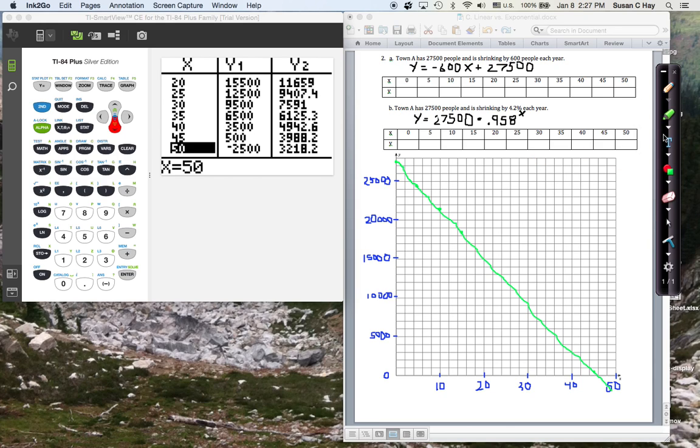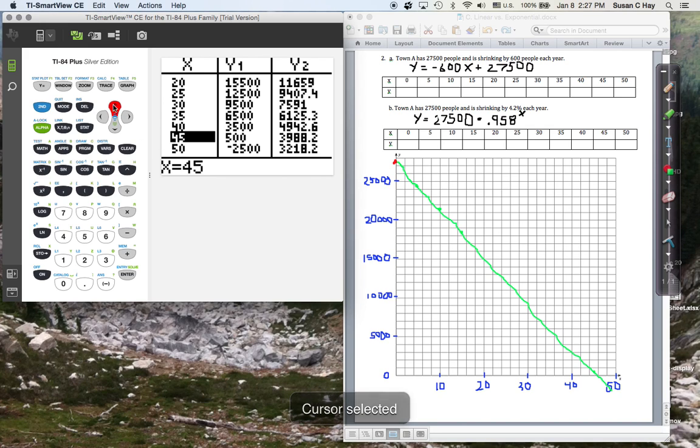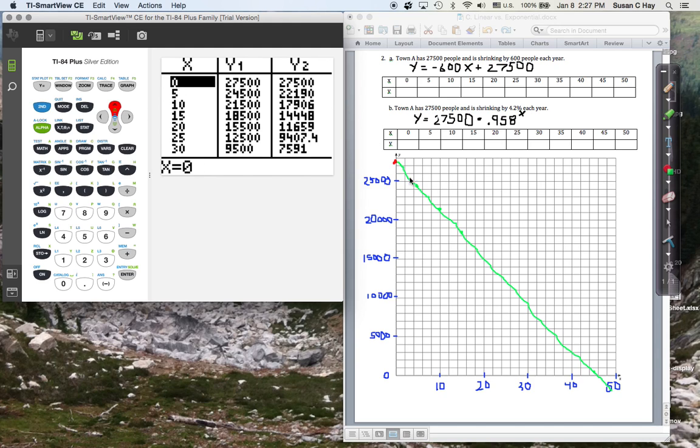Let's change to a red pencil for the exponential. So we're going to graph the exponential. It also starts at 27,500. And then I need to get back to my table to see what it is at 5. At 5 years, it's going to be 22,190. So it's right about there.